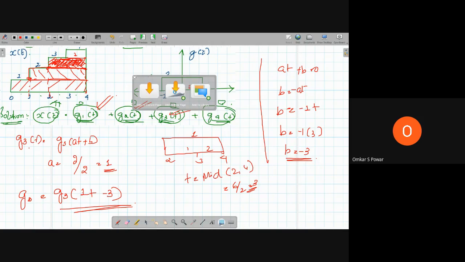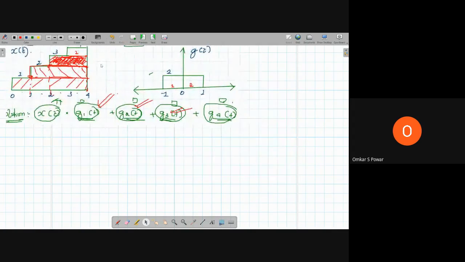Okay. Back to new page. Now we will solve for this G4. So in order to solve for G4, what portion I should take? The last portion, which I am coloring in yellow. So it varies from 3 to 4. Okay. So this last portion, I will use this blue color here. So 3 to 4 with the value of 1. So G4 of AT plus B.